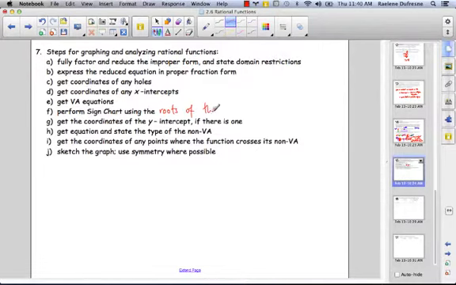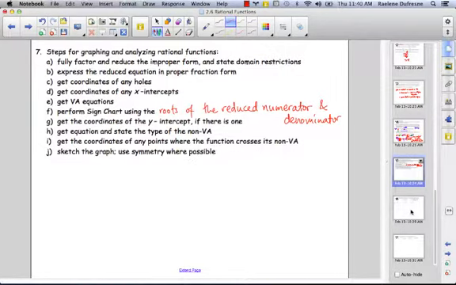of the reduced numerator and denominator, just like we've been doing sign charts in week 5. Then we get the coordinates of the y-intercept. There will only be one y-intercept by definition of a function, although there may be more than one x-intercept, but only one x-intercept if the function is one-to-one. Then we get the equation and state the type of non-vertical asymptote. We see if the function crosses the non-vertical asymptote, and we sketch the graph.